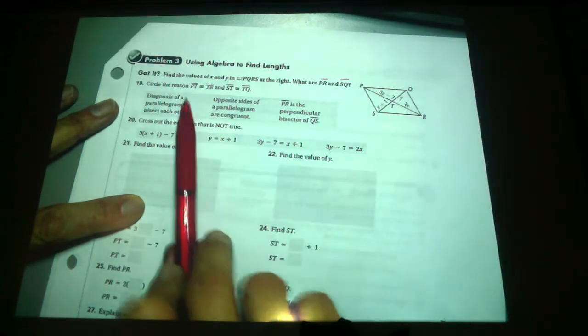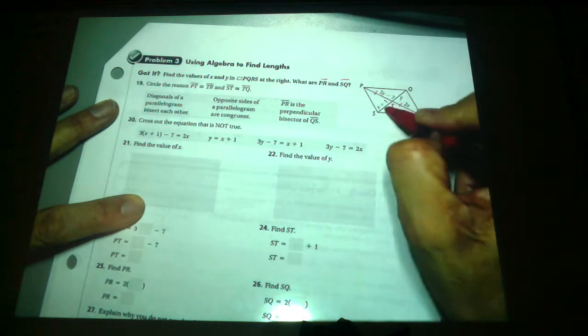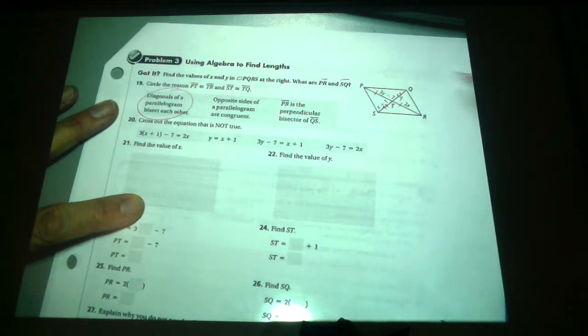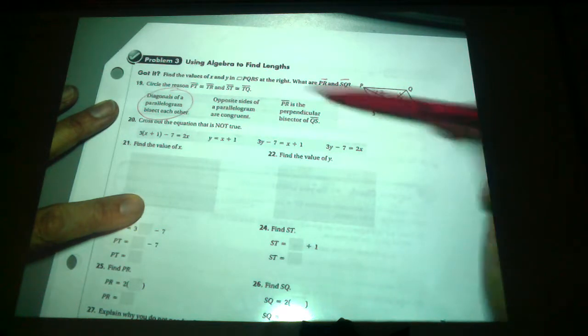And then they go on to say that PT, from P to T, and T to R, those are congruent. And then ST and TQ, those are congruent. Why? Because diagonals bisect each other in a parallelogram. So there's your reasoning there. This isn't why, and this does not happen in just a plain parallelogram. It will if the parallelogram becomes more specific.